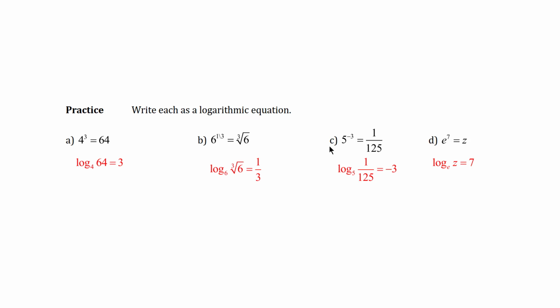For part C, the base of the logarithm is 5. The value in front of the logarithm is 1 over 125, and the logarithm is always equal to the exponent, which is negative 3. So we have log base 5 of 1 over 125 equals negative 3. For part D, the base of the logarithm is e, the value in front of the logarithm is z, and then the logarithm is equal to the exponent 7. So we have log base e of z equals 7.